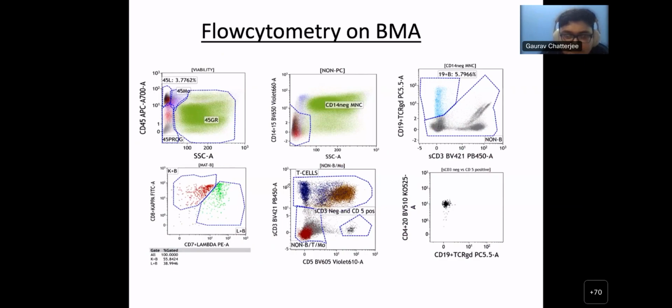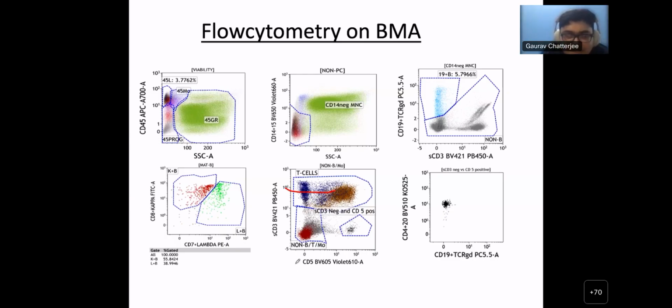So let's say these cells. What do you think these are? Ankit can take this maybe. This is surface CD3 and this is CD5. So what are these cells, Ankit? These brown color cells, what do you think they are? They are both CD3 and CD5 positive. So these are T cells. They are T cells.